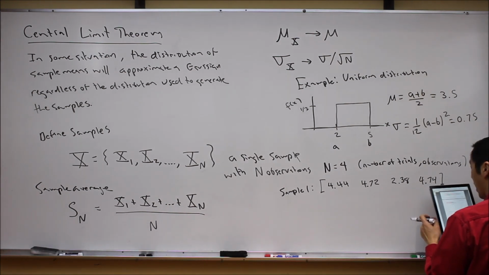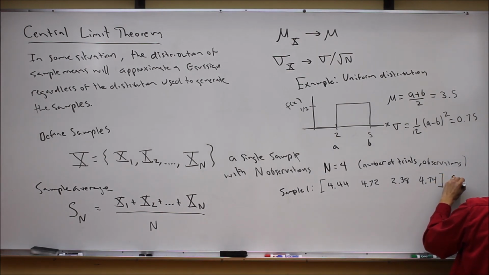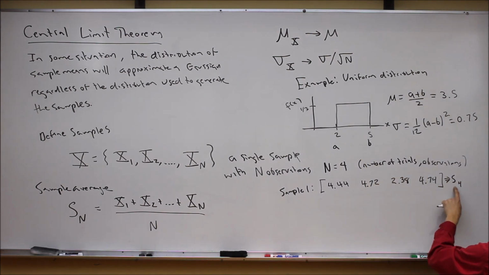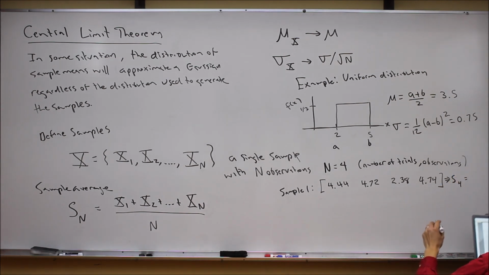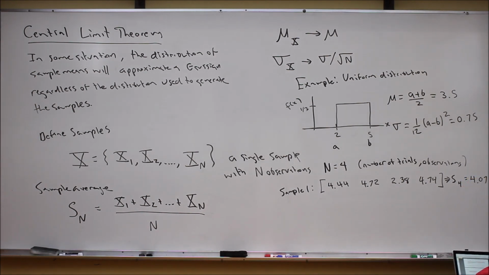What I can do right now is calculate S4, which is basically the average of this sample here. So an average made up of 4 observations. That's easy, you just calculate the average of all of this. I think what you get is 4.07, something like that. Okay?